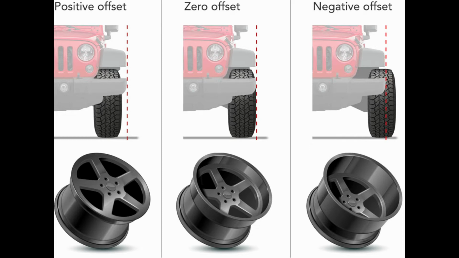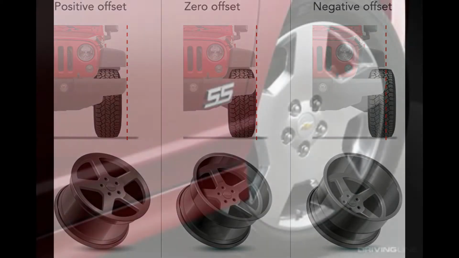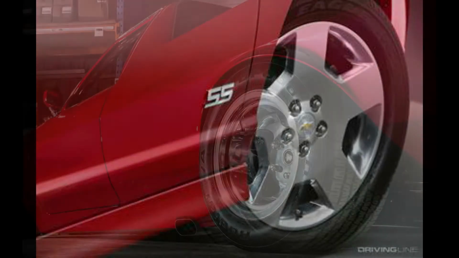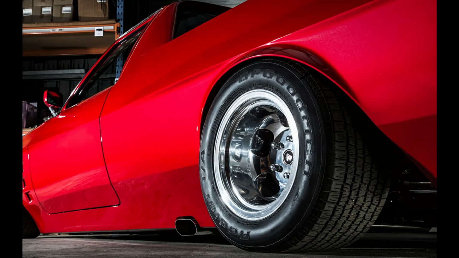If the offset is positive, it means the mounting face is closer to the outside face of the wheel. If the offset is negative, it means that the mounting face is closer to the inside face of the wheel. And if it's neutral, zero offset, this will mean that it's dead in the middle, right on the centre line of the wheel. Now you'll find that most front-wheel drive cars use a positive offset, and negative offsets were used on some older rear-wheel drive vehicles.